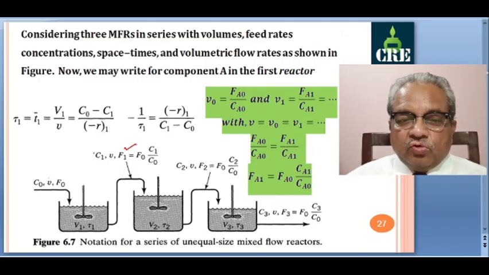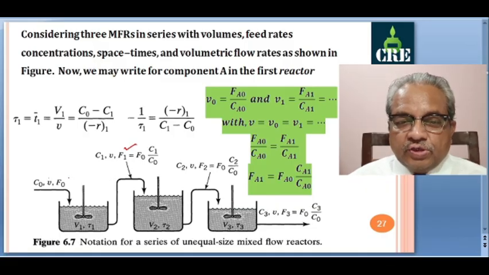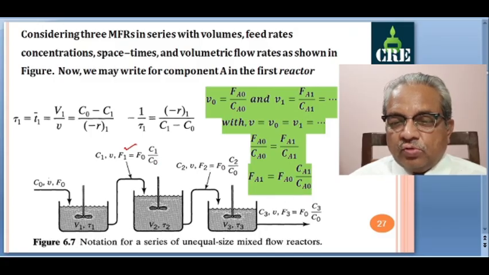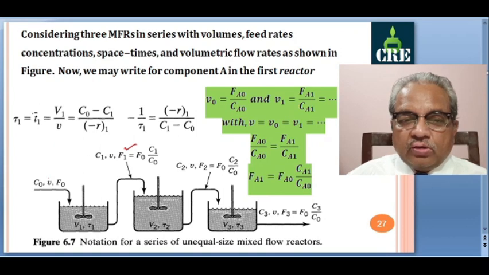So C0, C1, C2, C3. V is the same. F1 is F0 into C1 by C0. F2 is F0 into C2 by C0. F3 is F0 into C3 by C0 and so on. This is for unequal size reactors. Now tau 1, if you want to write it down, is the same as mean residence time for epsilon A equal to 0. So tau 1 is V1 by V. This, you know, is C0 minus C1 by minus R1. Or you can write Ca0 minus Ca1 divided by minus Ra1.